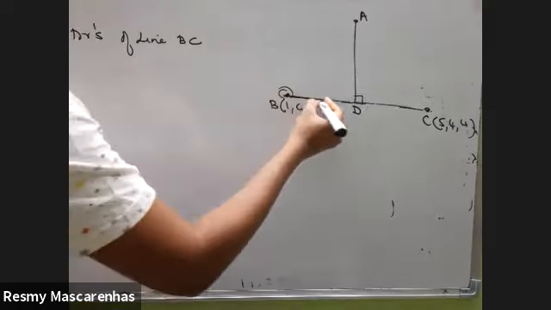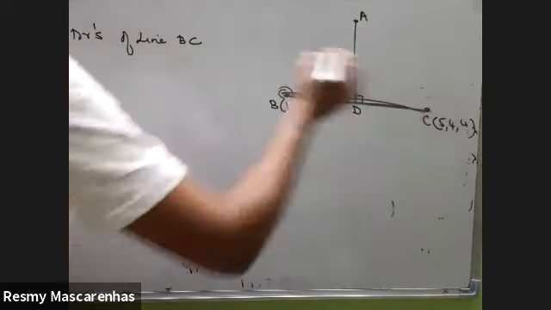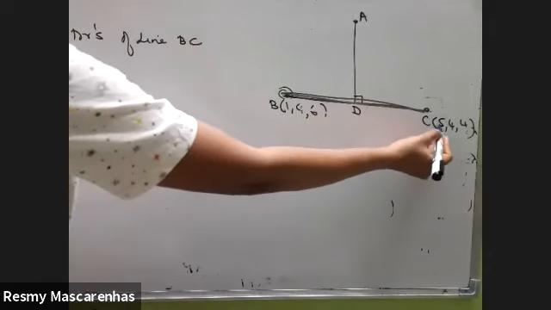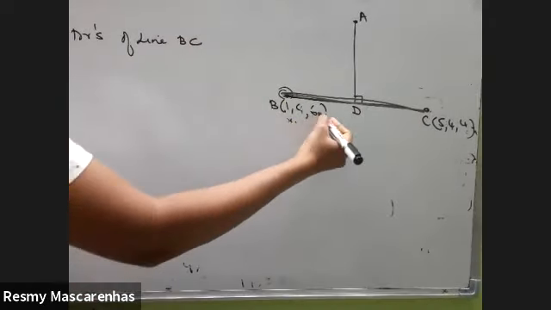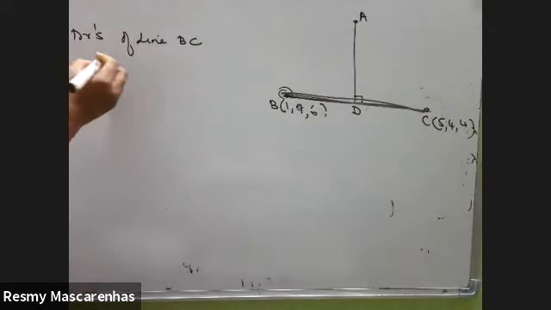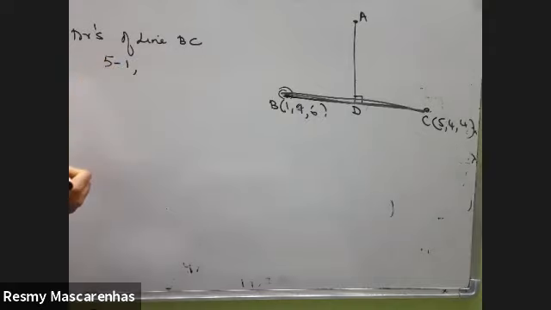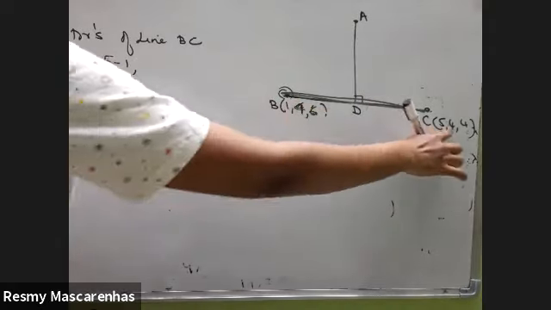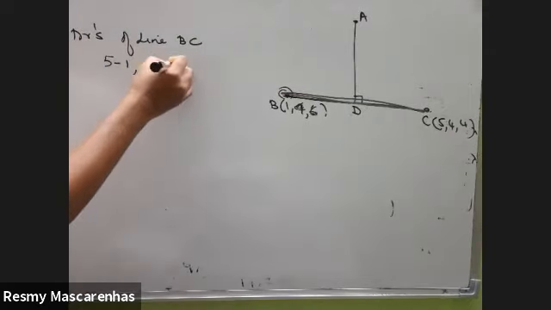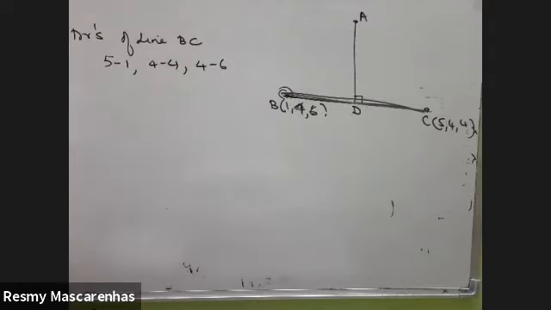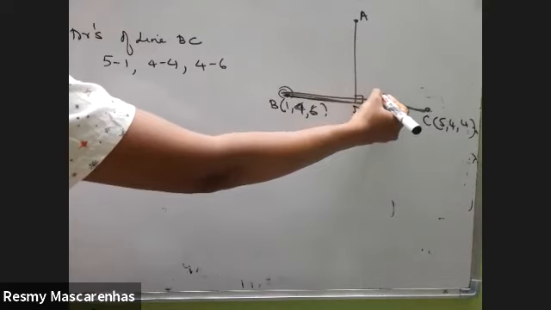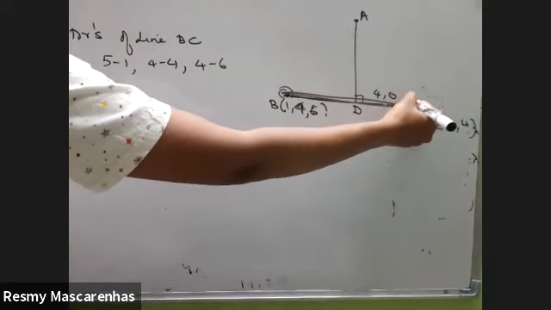I want direction ratios of this line, correct? Because I want to find the equation of this line. BC means what? C minus B. So this is x1, y1. It will always be the second point minus the first point. So 5 minus 1, then 4 minus 4, and 4 minus 6. So the direction ratios are 4, 0, minus 2.